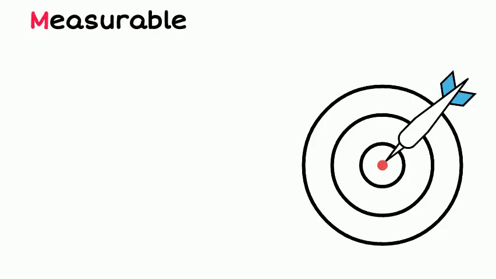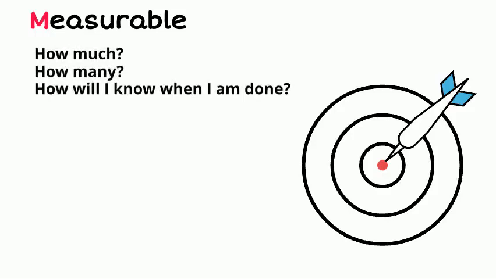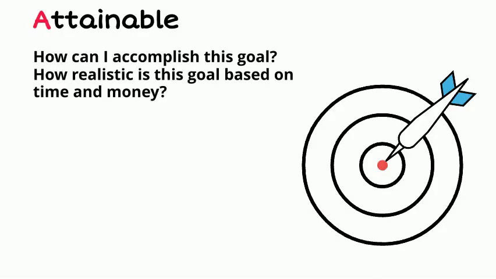The M stands for measurable. This is how many, how much, or how will I know when it's accomplished? A stands for attainable. When setting this goal, you want to think to yourself, how can I accomplish this goal? And how realistic is this goal based on other constraints such as financial factors and time?